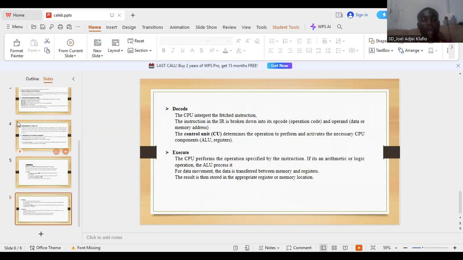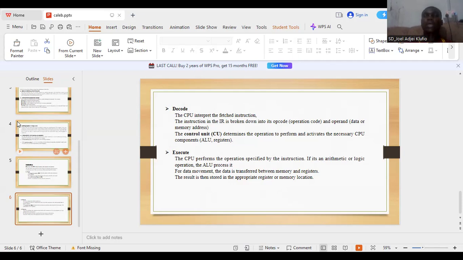Finally, we move to execution. The CPU performs the operations specified by the instruction. If it's an arithmetic or logic operation, the ALU processes it. For data movement, the data is transferred between memory and registers. The result is then stored in the appropriate register or memory location. On this note, I bring my presentation on the assignment to a close.